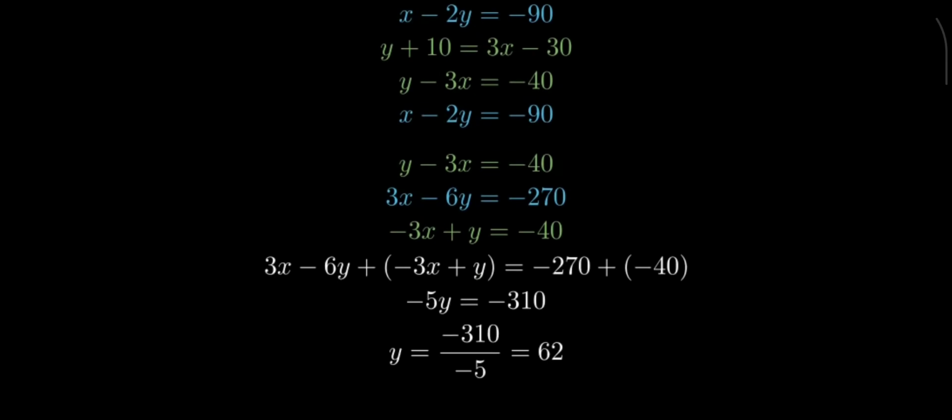Divide both sides by negative 5 to find Y. Negative 310 divided by negative 5 is 62.